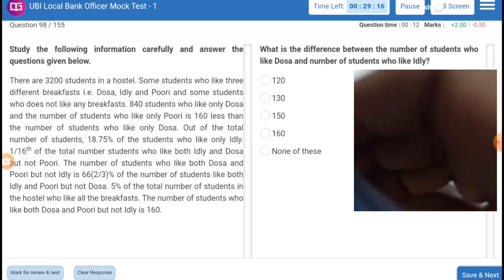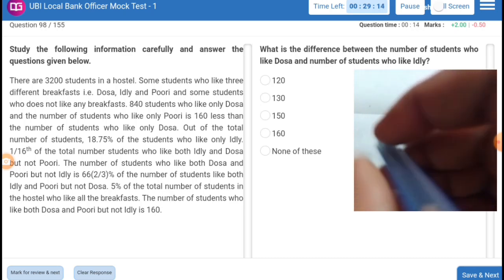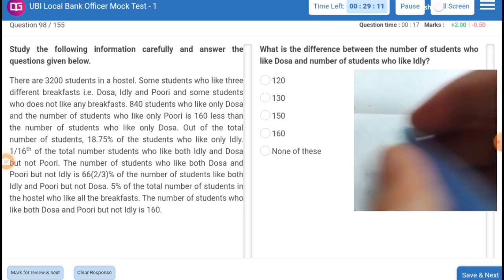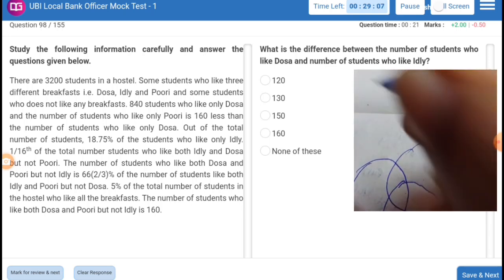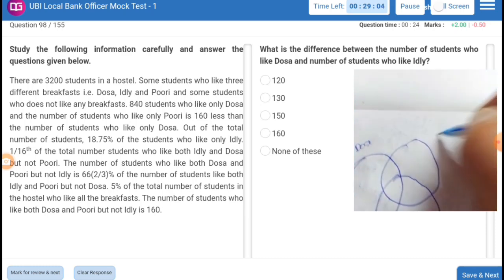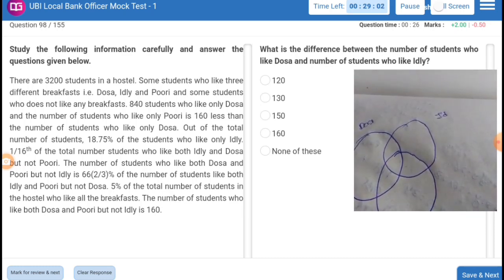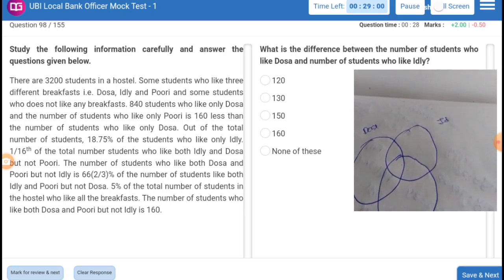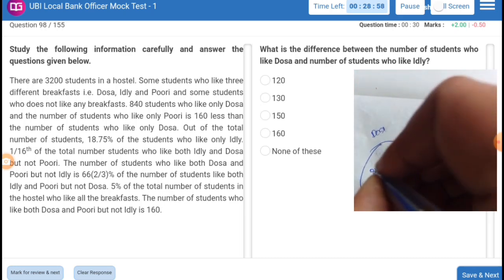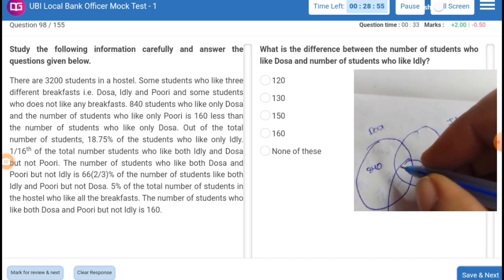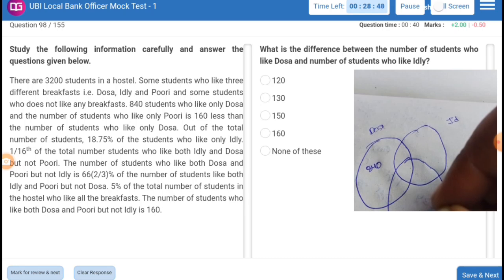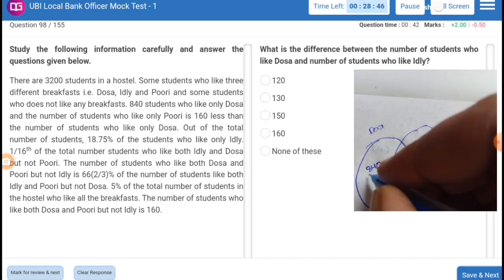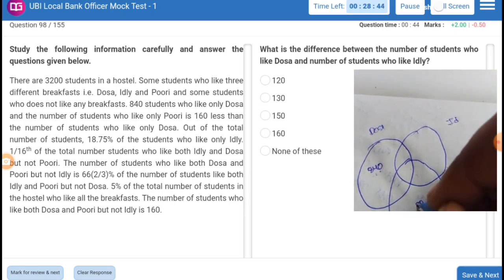There are 3,200 students in a hotel. Some students like 3 different breakfasts: dosa, idli and puri. So dosa, idli and puri. 840 students like only dosa. And the number of students who like only puri is 160 less than only dosa. So 680.